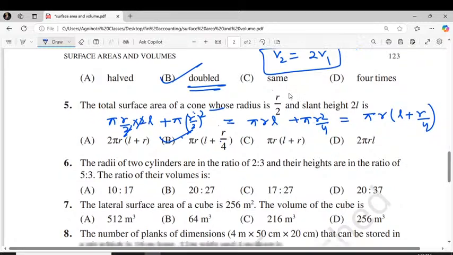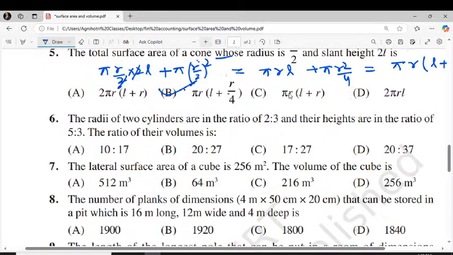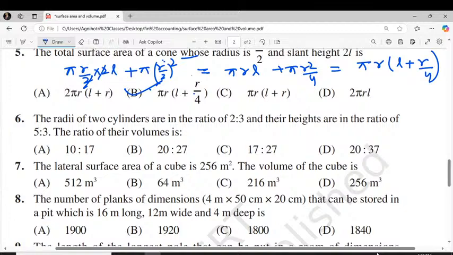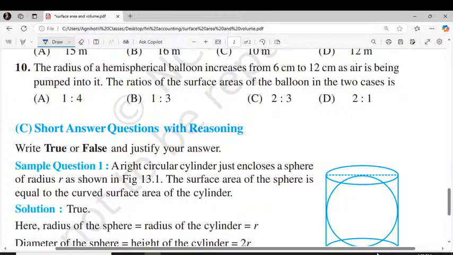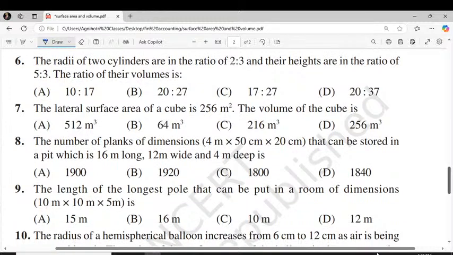Okay, is it yours as well? Okay, then try answering the 6th. Actually you have a total of 10 questions here that I want you to attempt today. Let's do them quickly now.